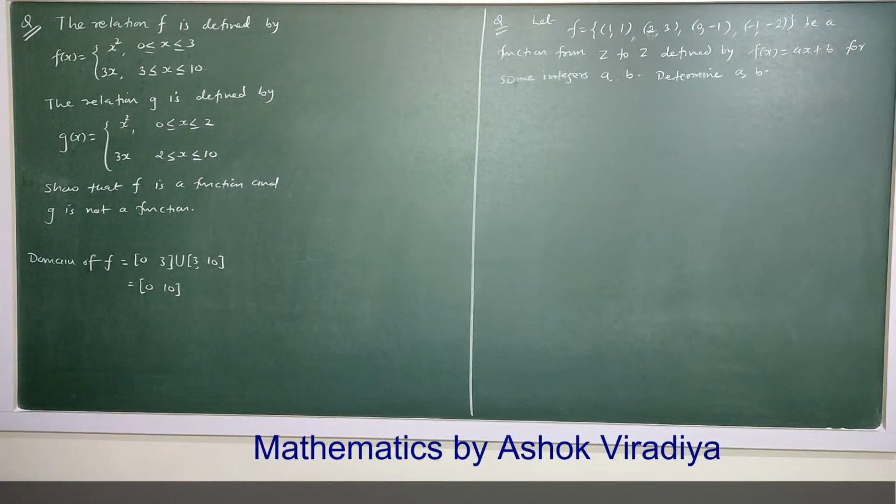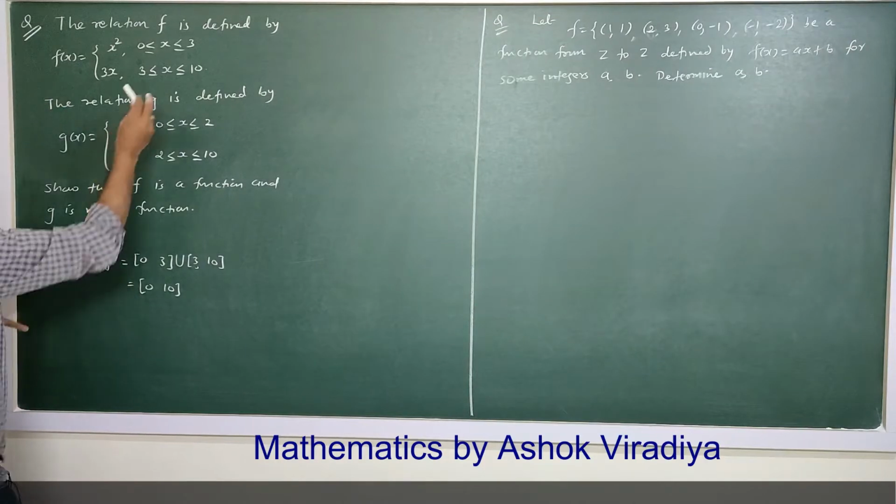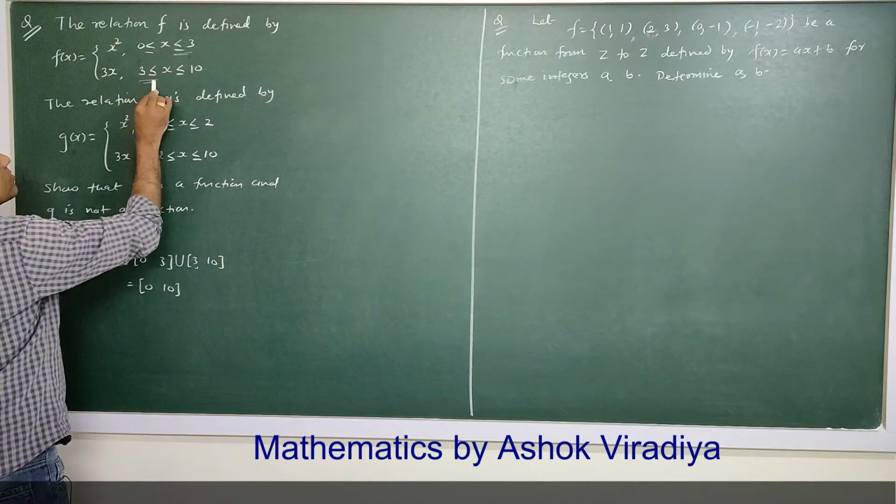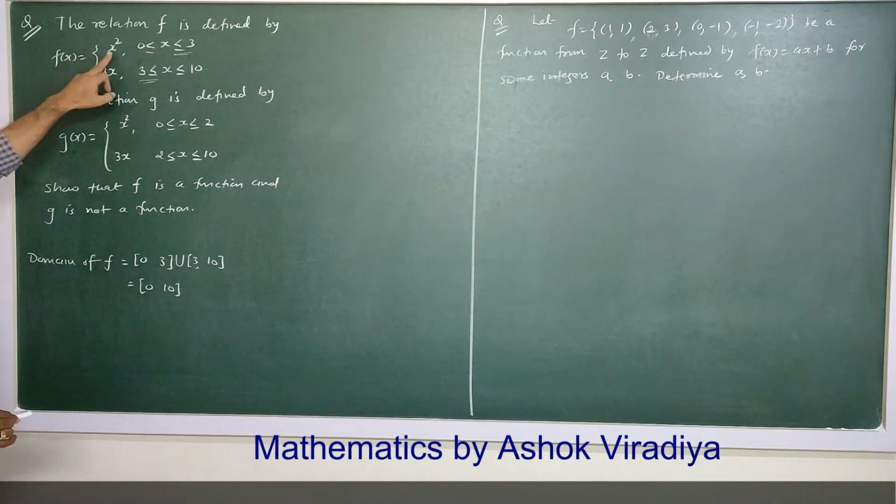Now look here. If we take any number from this interval, then every number has one and only one image. No number has more than one image. Say if you take 3, which is common in both, and put 3 here, then 3 square is 9.